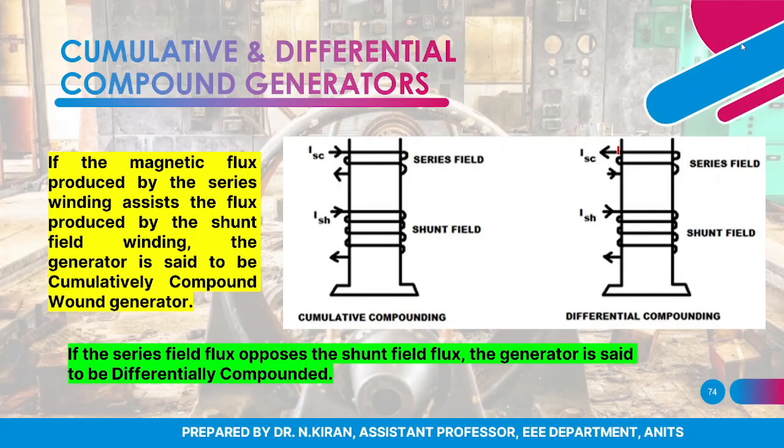As I told you in the classification, compound generators are further classified into cumulative and differential. The main difference between them is that in the cumulative compound, both the fluxes, that is the flux produced by the series field winding as well as the shunt field winding, assist or aid each other, whereas in the differential compound, the flux produced by the series field winding and the shunt field winding oppose each other. So that is the main difference between cumulative compound and differential compound.